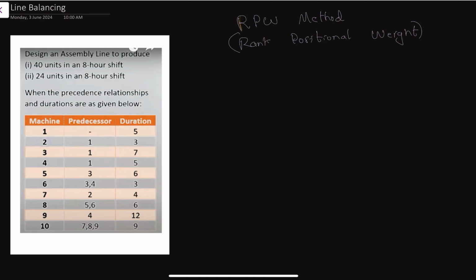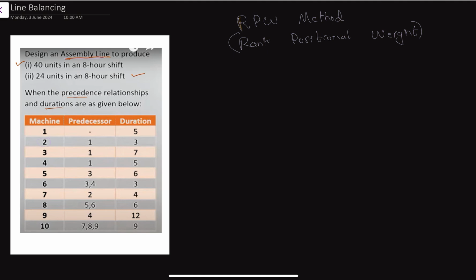The example given is: design an assembly line to produce 40 units in an 8-hour shift. We will do the line balancing for this one. And then they are also given 24 units in an 8-hour shift. For this, we need to do another line balancing. The precedence relationship and durations are also given below.